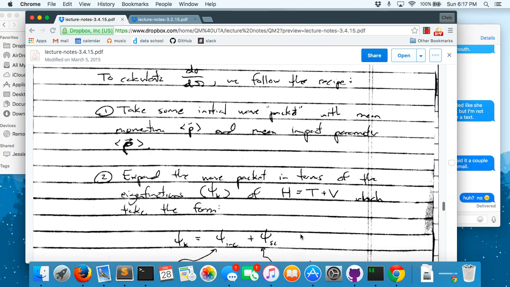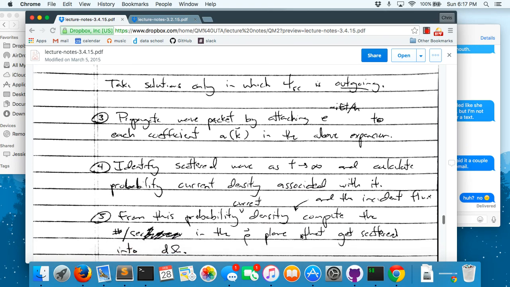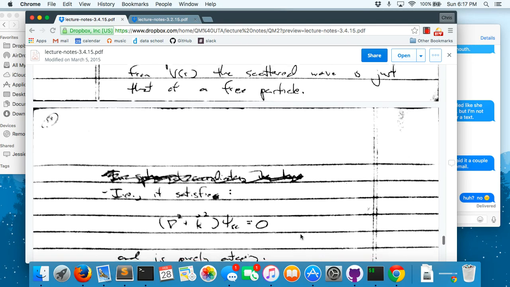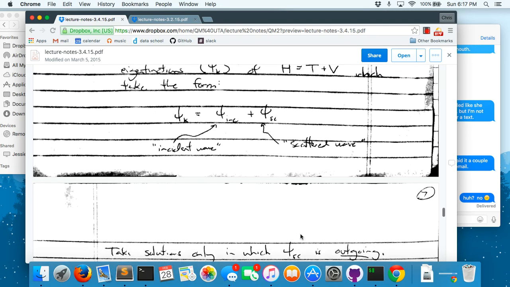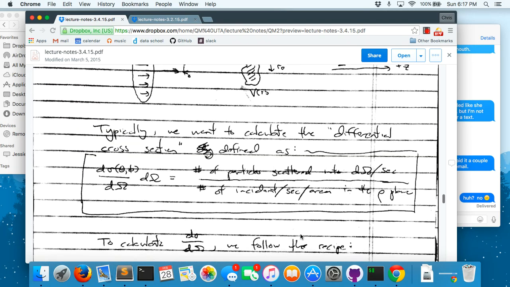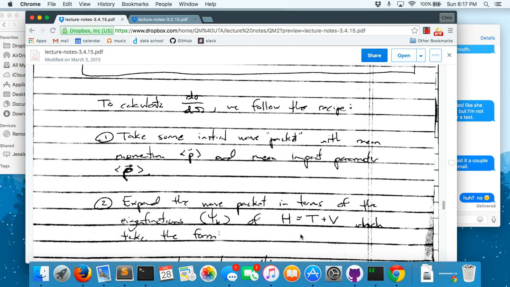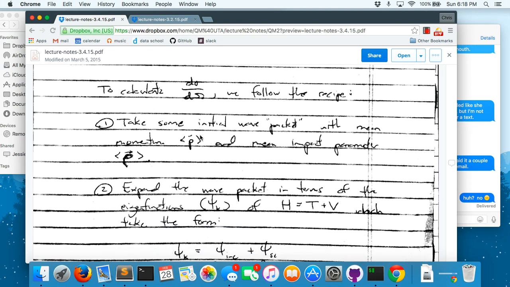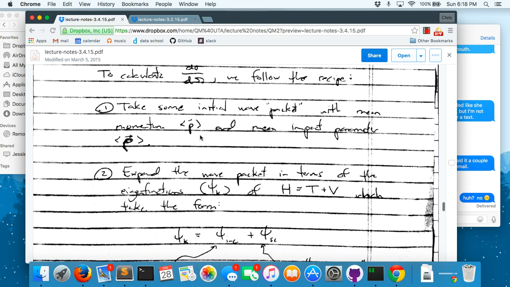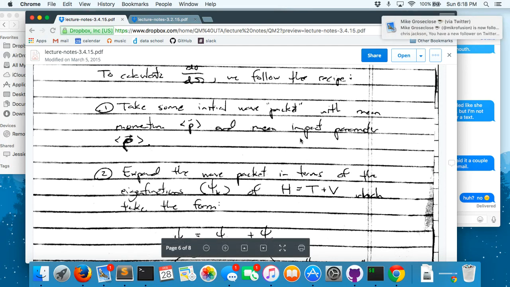Okay, and let me just outline real quick how we're going to do this, and then we'll stop and pick it up next time, when we'll get a little more mathy with it. So our main goal is to compute this cross section, which is related to the probability or the rate at which particles get scattered into this detector.